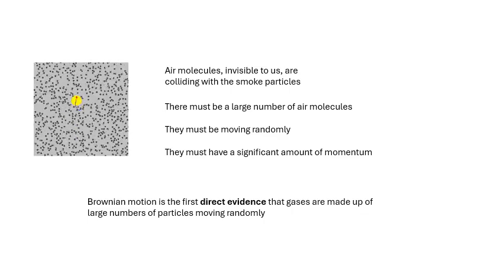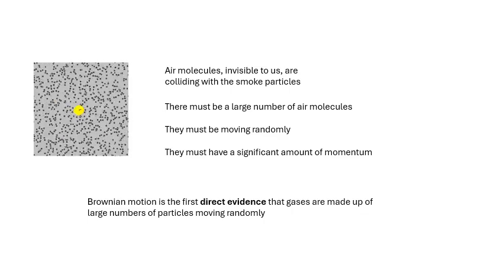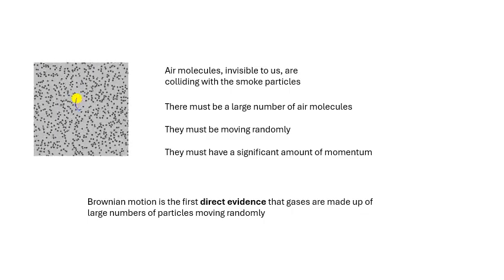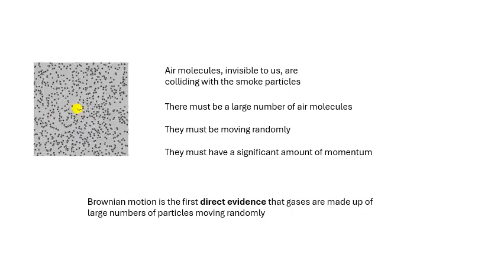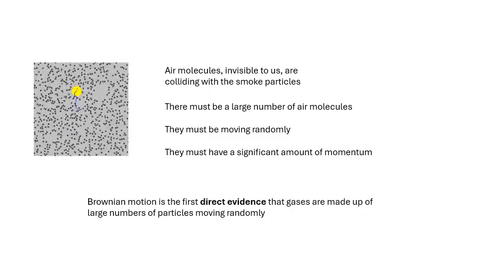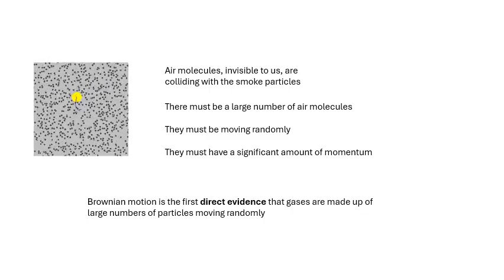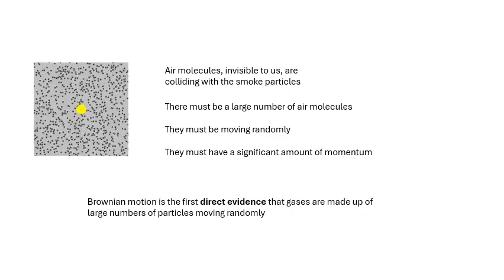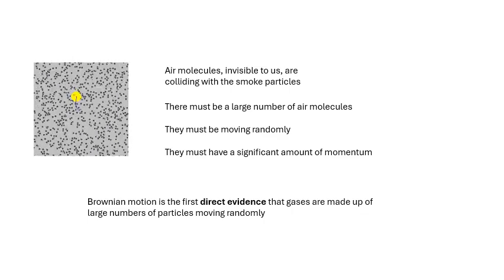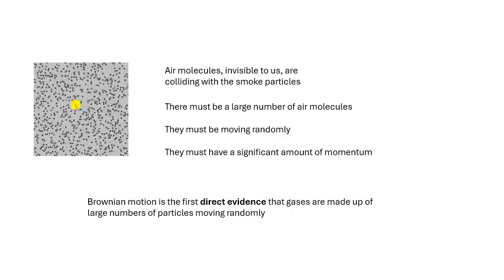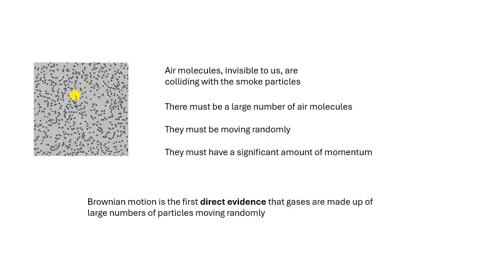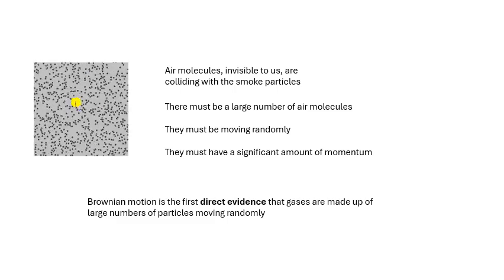And this Brownian motion is the first direct evidence that gases are made up of lots and lots of little particles moving around randomly. I mean, we take this for granted because we've been taught it in school for years and years and years, but it was quite revolutionary at the time. It's the first direct evidence that all matter is made up of little particles moving around.